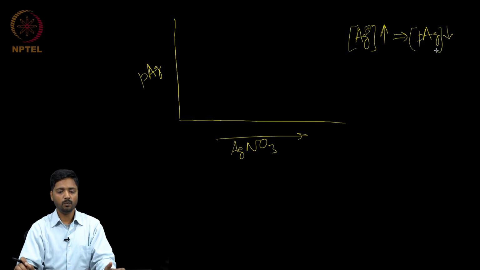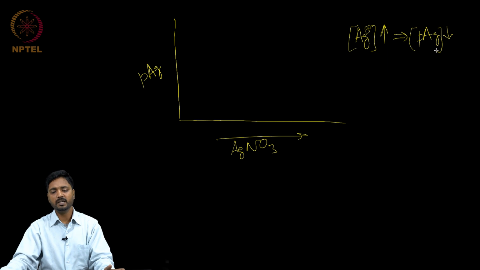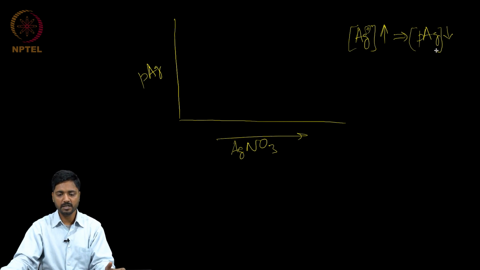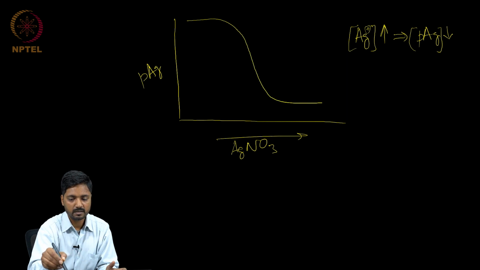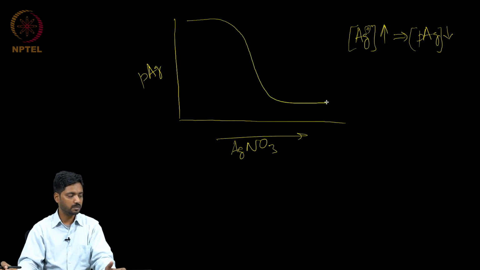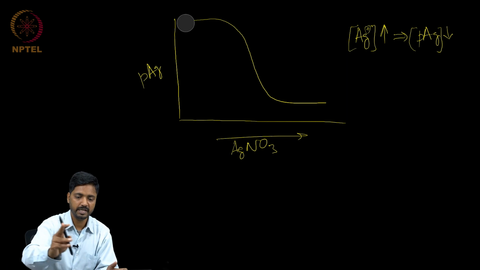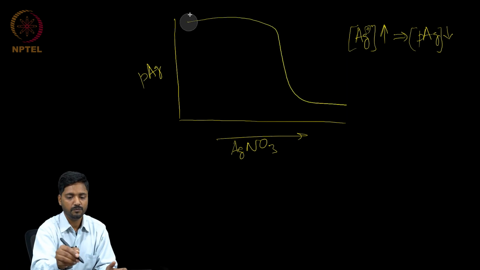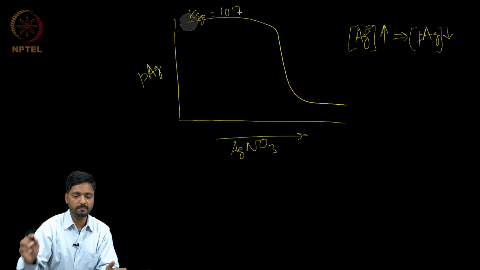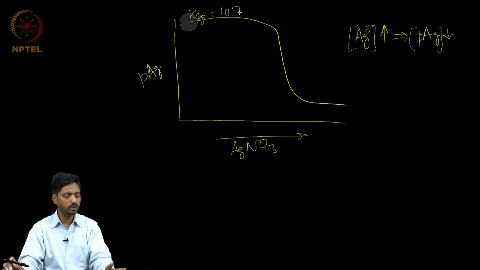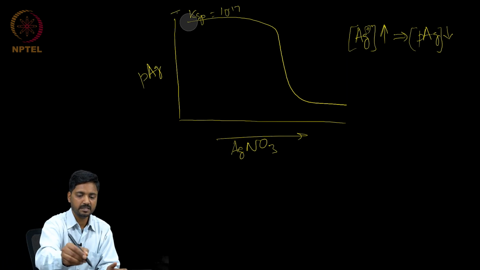So, what we observed, quite analogous to the acidity constants of the acids, is that the pAg value undergoes the most prominent change when we are talking about a Ksp value of 10 to the power of minus 17, which is for the iodide anions.